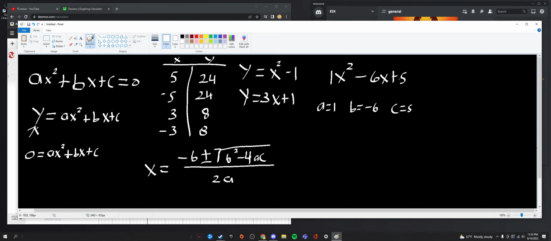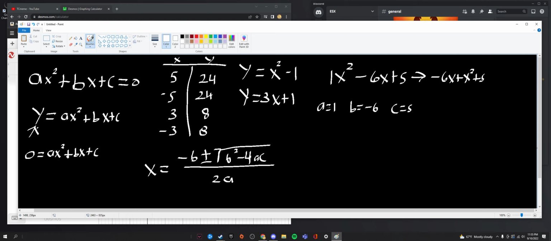Another general thing is, for instance, if this were rewritten as negative 6x plus x squared plus 5, it doesn't mean that our a is negative 6. a is always the coefficient of the x squared term, so you would actually have to rewrite it into the form I have it as here, so don't get mixed up.